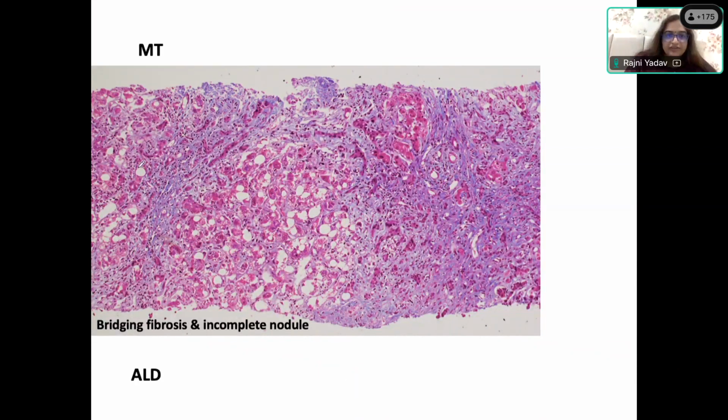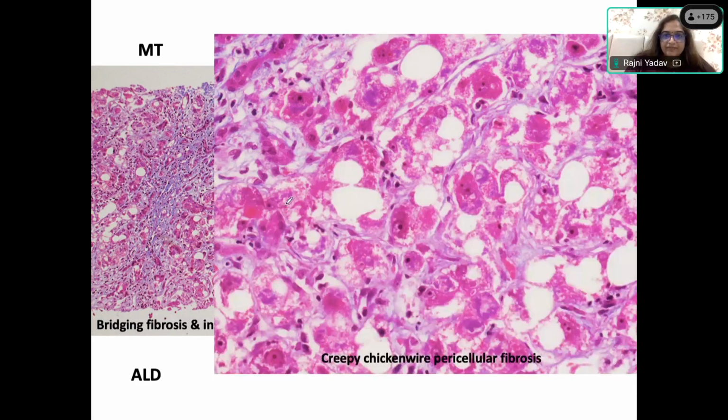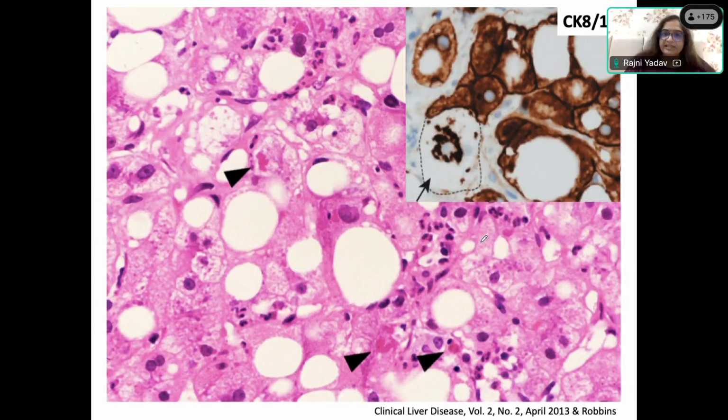Then if we see in the Masson's trichrome, we can see these are the nodules. And see, in between also there is fibrosis. This is the chicken wire fibrosis which is in between the hepatocytes. And see what is the advantage of this stain? It beautifully highlights your Mallory-Denk bodies also. They are stained blue, whereas normally the hepatocytes will be red. So the Mallory-Denk bodies are blue. Now, because these are intermediate filaments, CK8/18 IHC can be used to highlight these. So the intermediate filaments and the heat shock proteins combine to form these bodies.